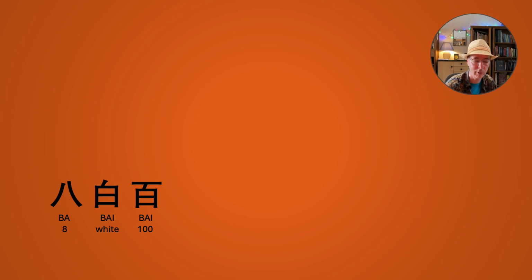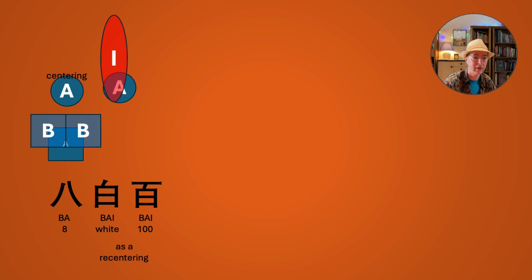I have here three words that are somewhat the same: ba, bai, and bai. Ba is 8. Bai is white, and bai is also 100 with a different character. So you have the B, the breaking open, immediately visible, and with the A it's seen from a center. In Ba it's clear. Bai has the E added to it.